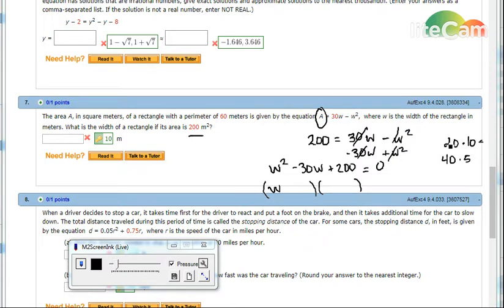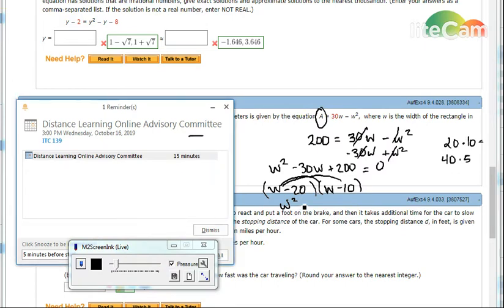And the reason I chose to do 20 and 10, I believe that this is actually correct. Go ahead and place your w in here as well. If I put a minus 20 and a minus 10, if you FOIL this, you're going to get w squared, w times w. W times minus 10 is negative 10w. And then the inside terms is negative 20w. Negative 20 times negative 10 is positive 200. And that's what we want.